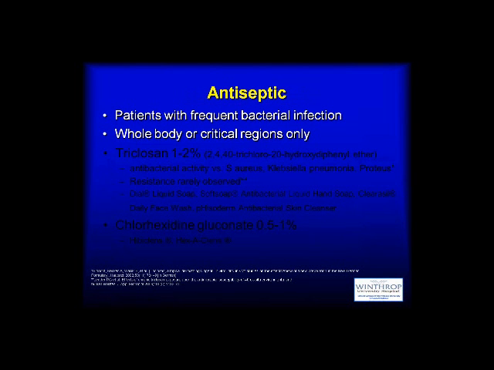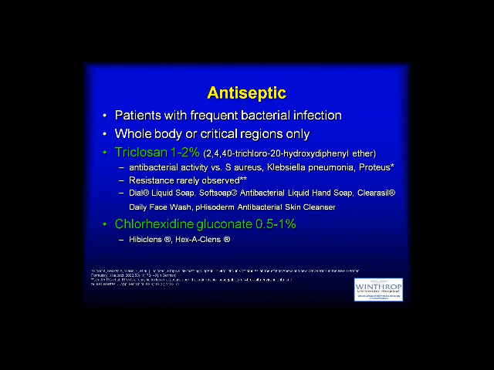What about antiseptics? We talked about antiseptic soaps. Patients with frequent bacterial infection may be a candidate for antiseptics. You can apply it on the whole body or a critical region. What are the antiseptics that are available in the market? Triclosan is one of them. It has antibacterial activity against Staph aureus, Klebsiella, Proteus. Resistance is rarely observed, and it is found in very common products out there in the market. Dial liquid soap has triclosan, as do Softsoap, Clearasil, and Physoderm antibacterial skin cleansers, and then there is chlorhexidine, which is Hibiclens and Hexaclens.